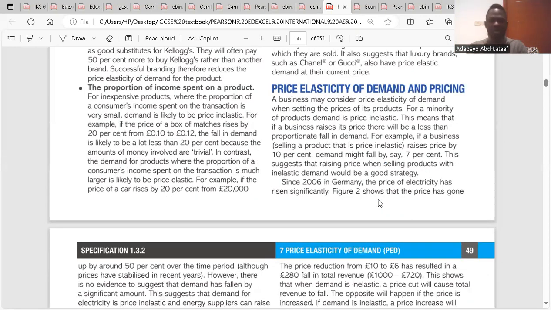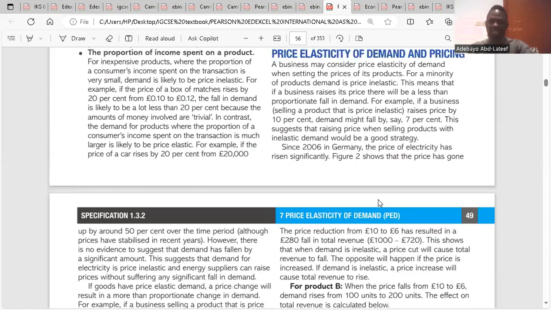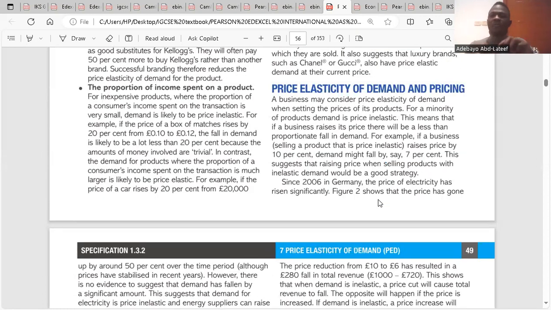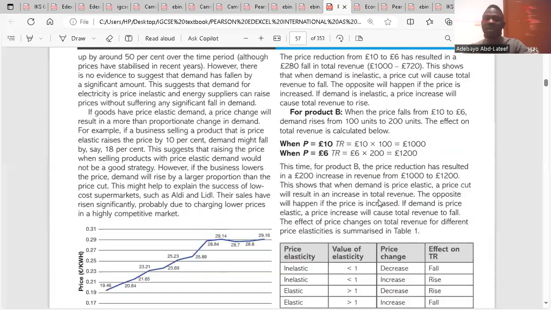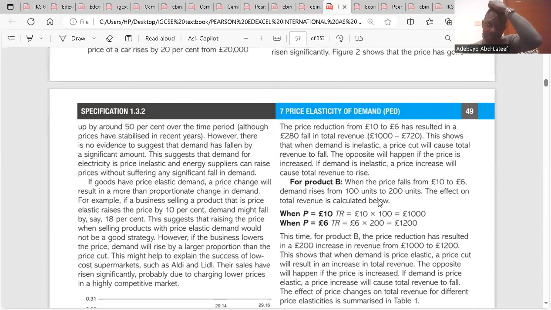Okay, so basically what they are saying is this. If you are selling a product that is price inelastic, it will definitely reflect in the revenue you make from the product, because you will be able to sell at a higher price. That is the point here. Because your PED is inelastic, you can sell at a higher price. Selling at a higher price will increase your revenue at the end of it all. Do you get the point there?